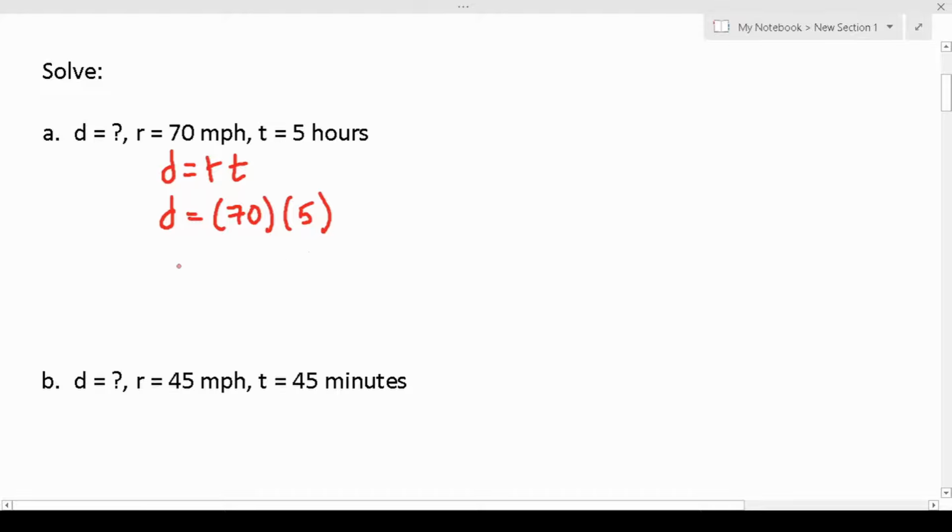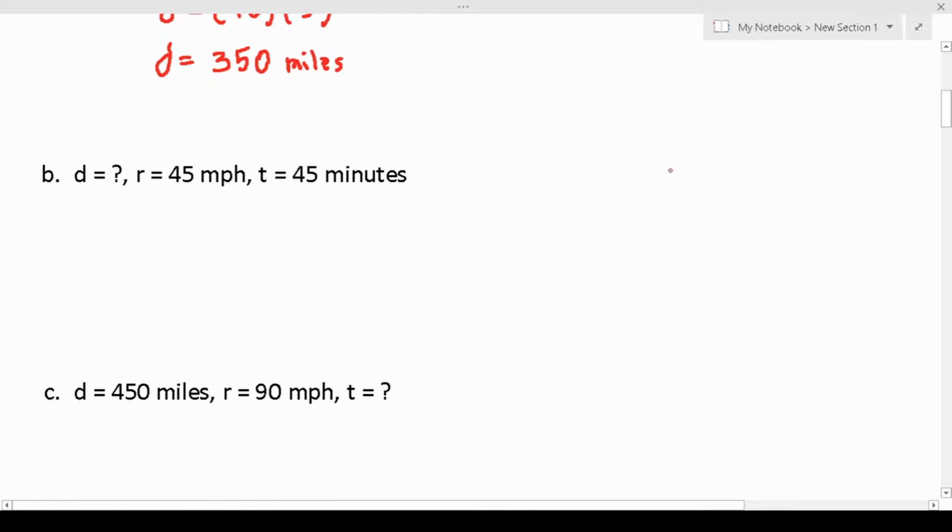In order to solve for distance, as you can see, all we have to do is multiply 70 by 5. 7 times 5 is 35. Therefore, 70 times 5, we should know, is 350. And as we can see, this is in miles per hour and hours. So we know that this is going to be more specifically 350 miles.